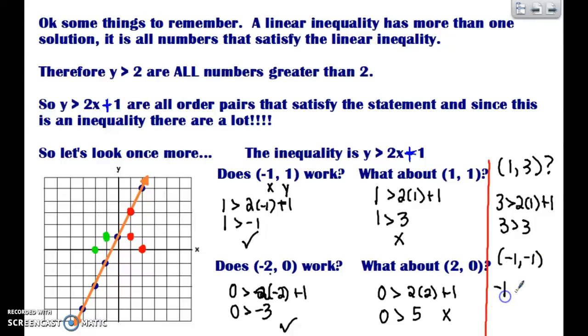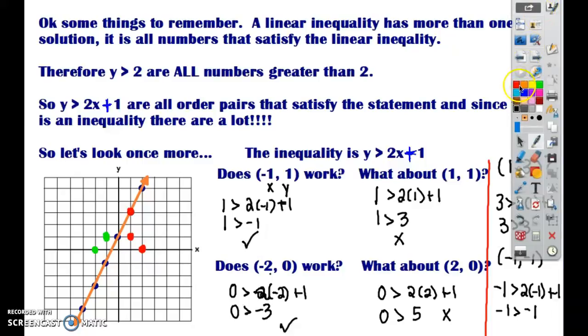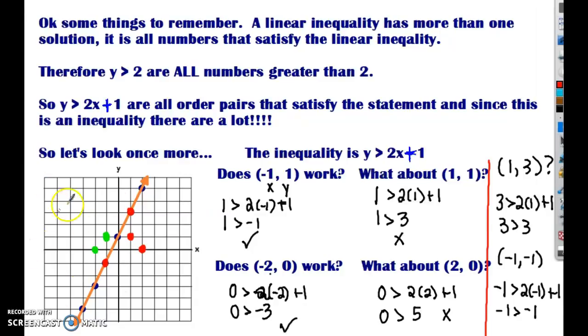Is negative 1 greater than 2 times negative 1 plus 1? 2 times negative 1 is negative 2. Negative 2 plus 1 is negative 1. Is negative 1 greater than negative 1? No. So we're realizing that the points over here work, but the points over here do not work. And the points on the line do not work as well.